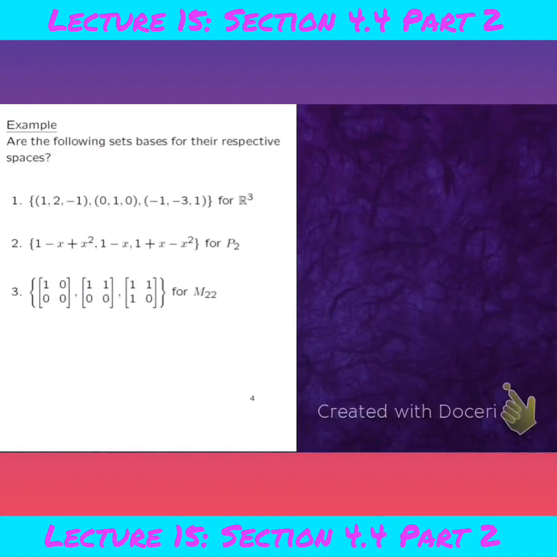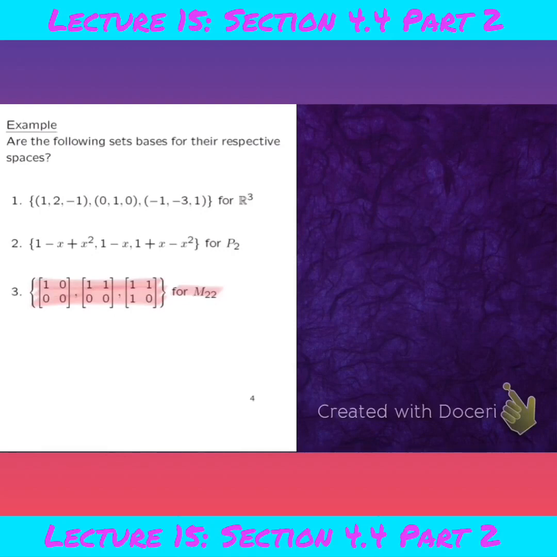Okay, the next one. They ask us, is this set comprising of the three 2 by 2 matrices a basis for M22? Now, M22 is the set of all 2 by 2 matrices where the entries are real numbers. So is it a basis?